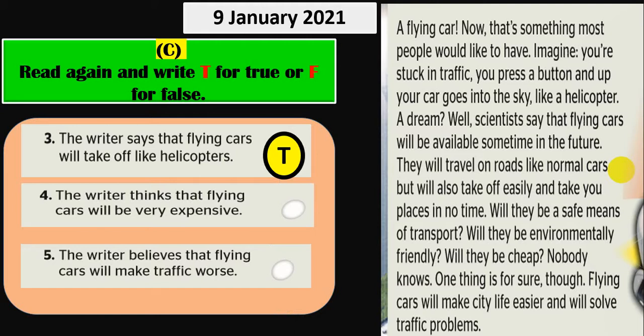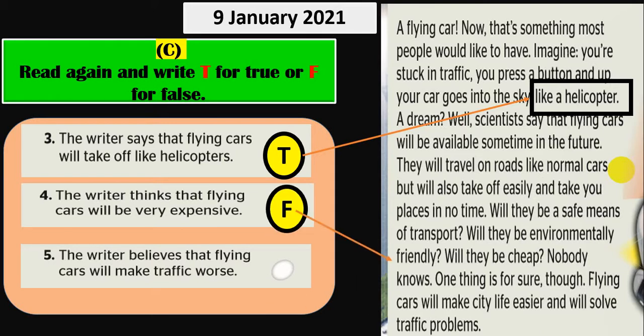How can I find the answer in the text? You know that we scan to get the specific points or specific answer. Have a look at it. Like a helicopter. That's right, here we are. So, your car goes into the sky like a helicopter. That's right. Number 4. The writer thinks that flying cars will be very expensive.